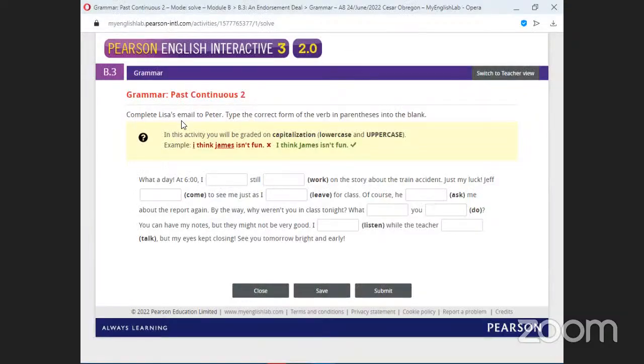Now this exercise is a little bit more challenging. So past continuous number 2. Complete Lisa's email to Peter. Type the correct form of the verb in parentheses into the blank. This one is challenging because it's telling you type the correct form of the verb in parentheses. So let's, I was still working.